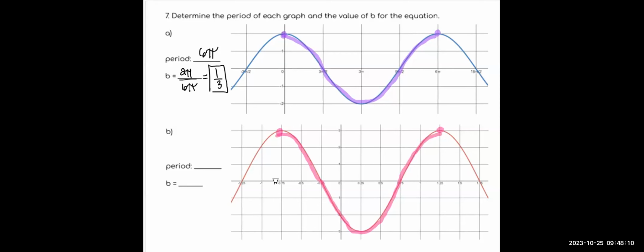Negative 0.75 to positive 1.25. The difference in those is 2. Okay, so 1.25 plus 0.75, 2.0. All right, go ahead and find B.